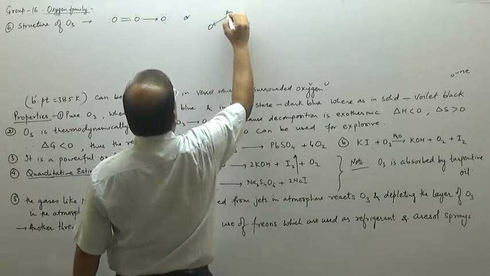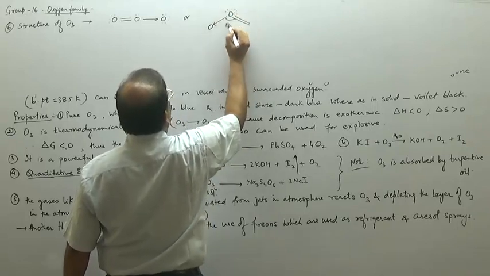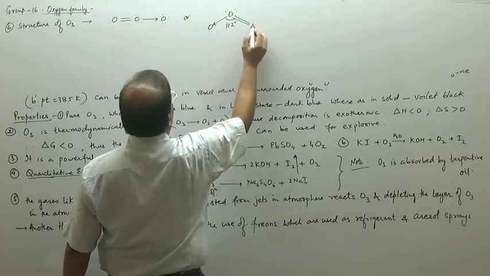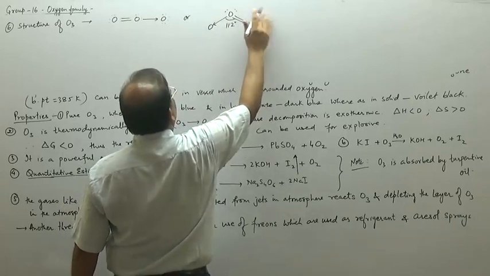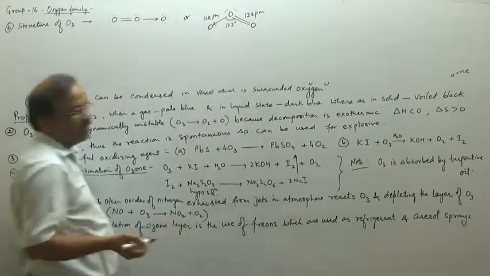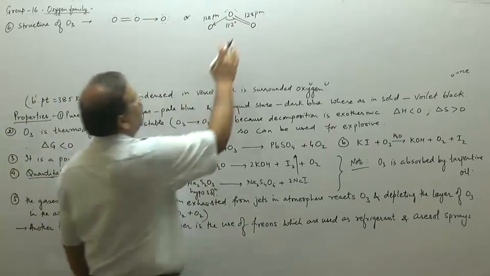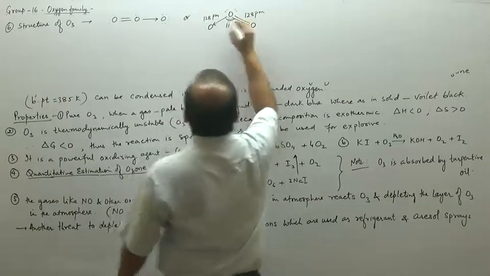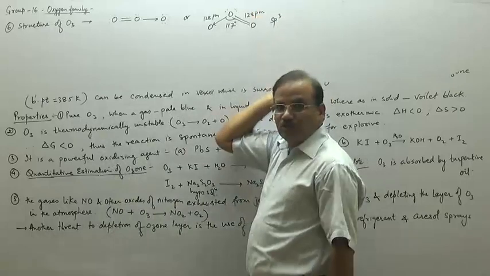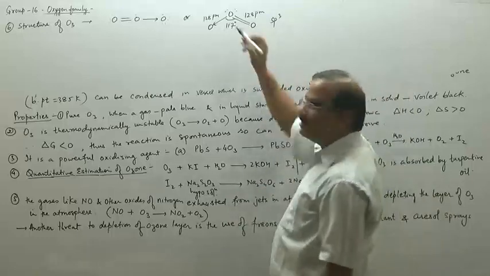Obviously, the bond angle is like this because the two lone pairs are present on this. The two lone pairs make this bond angle small, around 117. Each bond is 128 picometers, so the bond lengths are the same. Because of the repulsion of the lone pairs, the bond angle changes, but the bond lengths are the same.